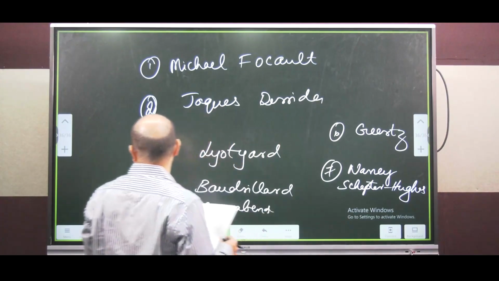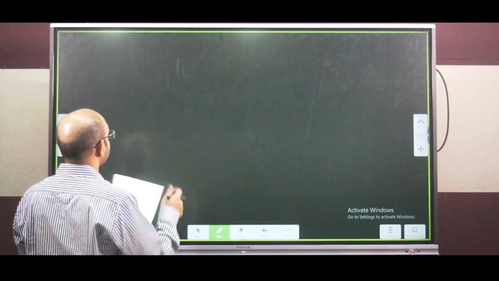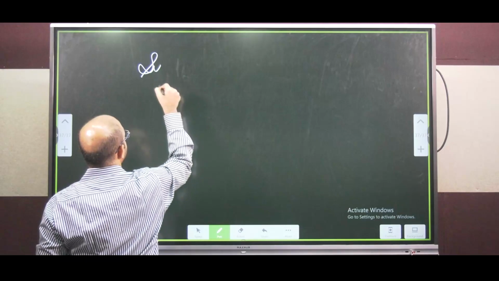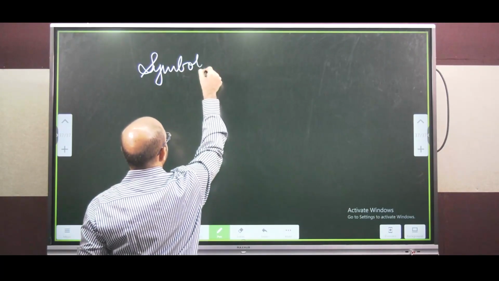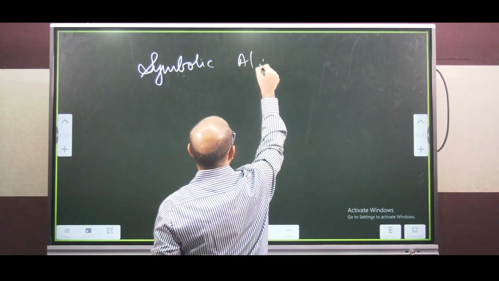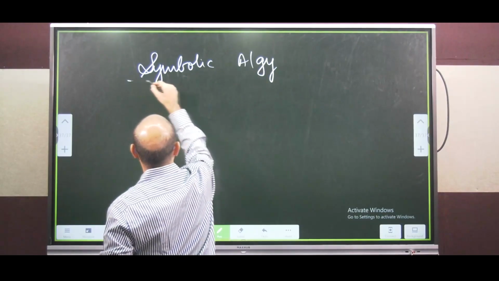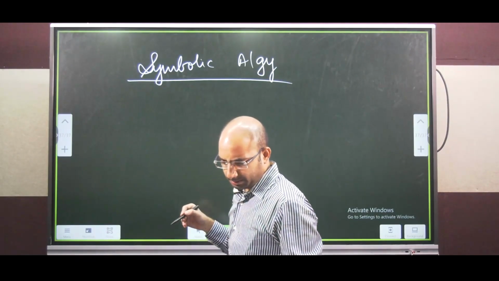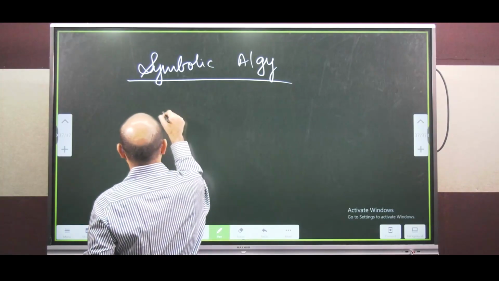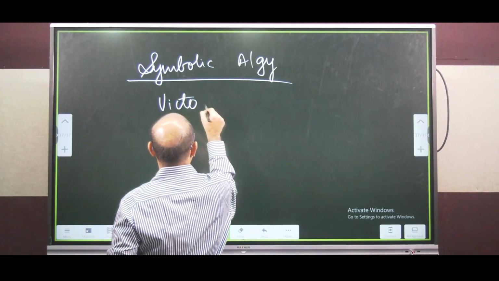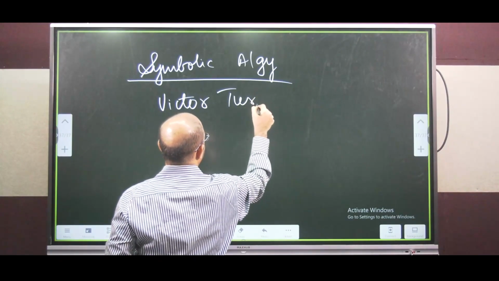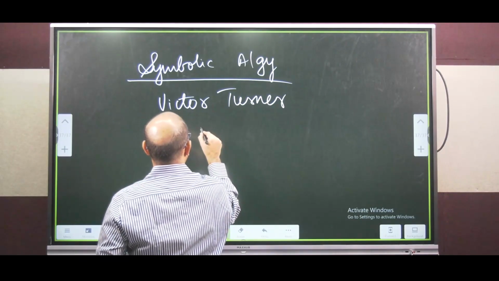Then we have symbolic anthropology. Under symbolic anthropology, some of you wrote multiple people. No, just focus on Victor Turner. So first describe who he is.